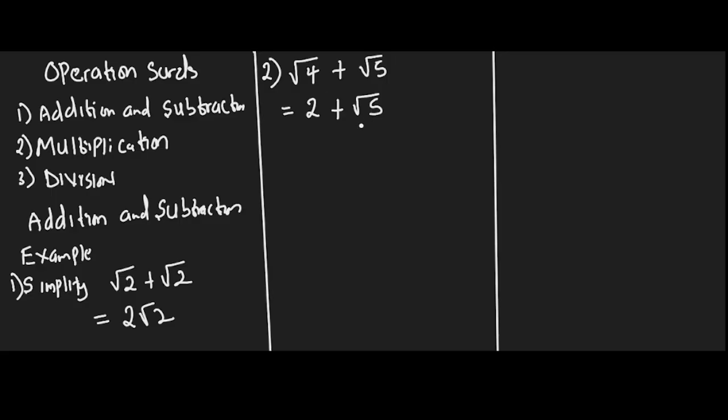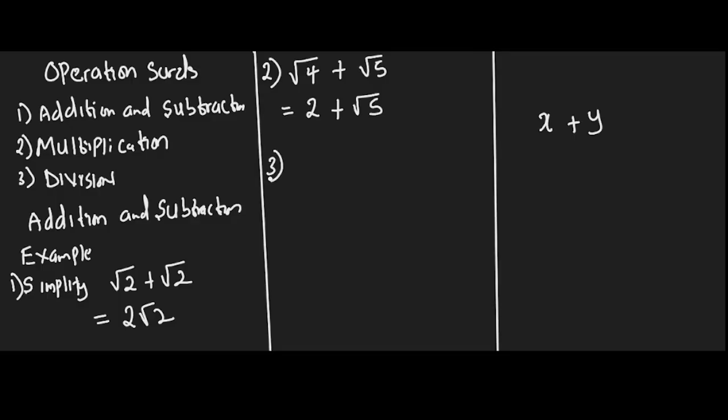Also similar to algebra, if we have x and y, you cannot add x and y, they are not the same term. Same thing is applicable here. This is 2 and this is root 5. This is a surd, this is a whole number. You cannot add them together to give an answer in this format.